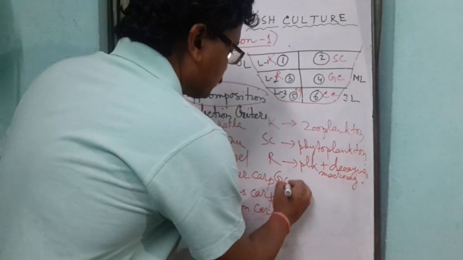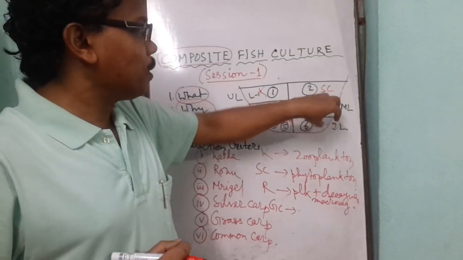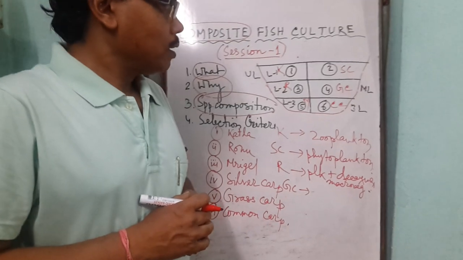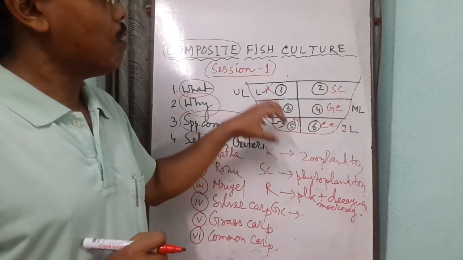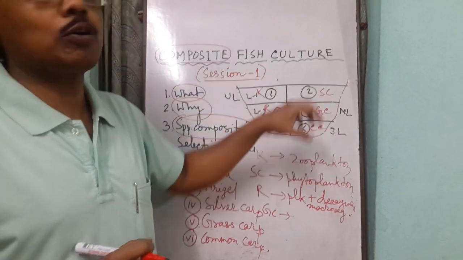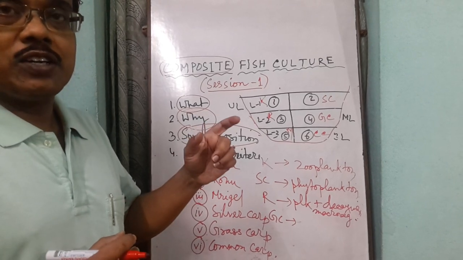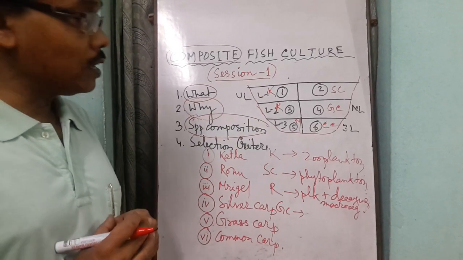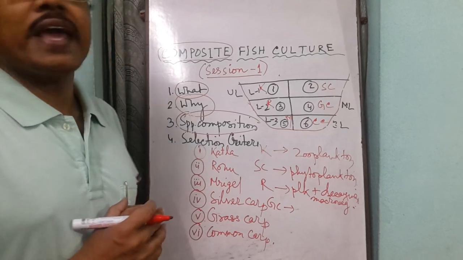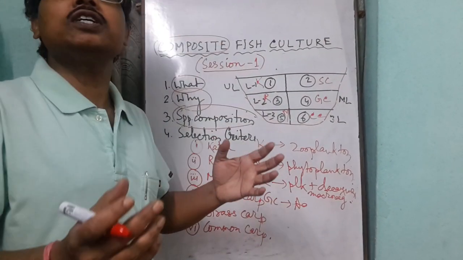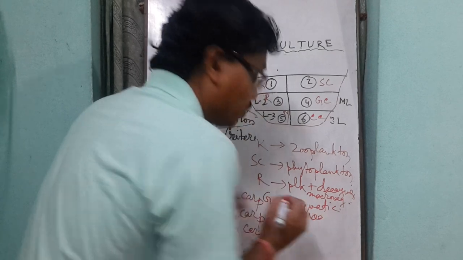Then grass carp. What is its feeding habit? Though I am keeping it in compartment 4 of the column, the grass carp move to every compartment of this pond. But when it goes to eat, it goes to the area where the vegetation exists. So the grass carp mainly feed on aquatic vegetation. Where aquatic vegetation is present, grass carp will go there, the fresh aquatic vegetation.